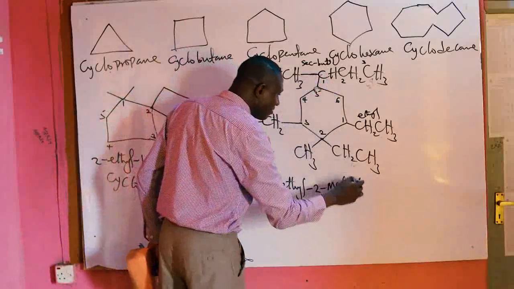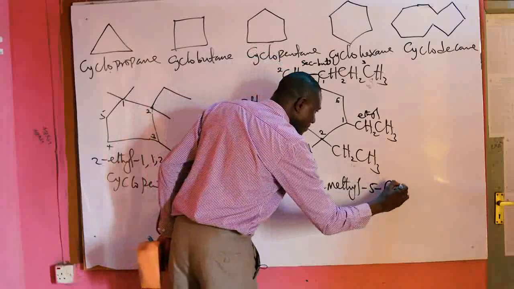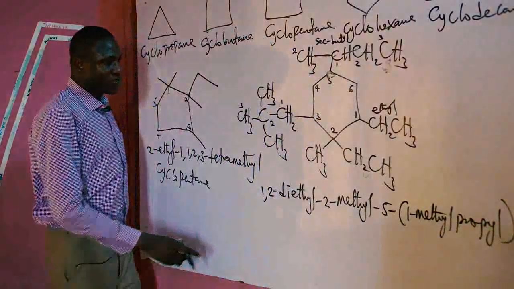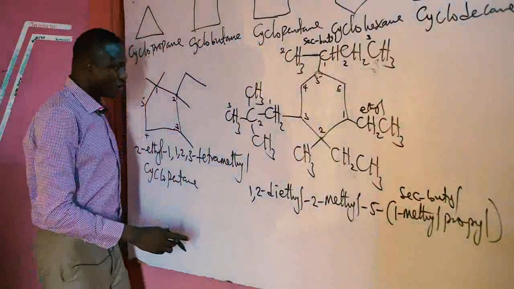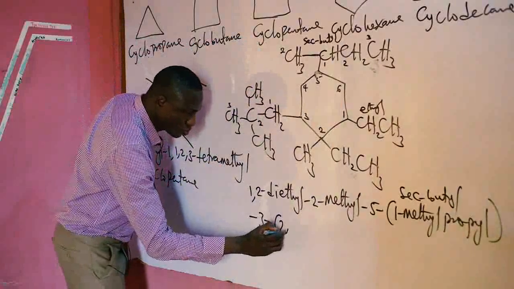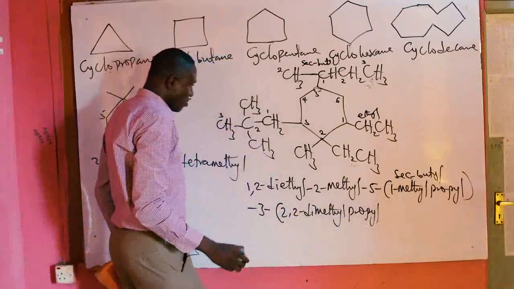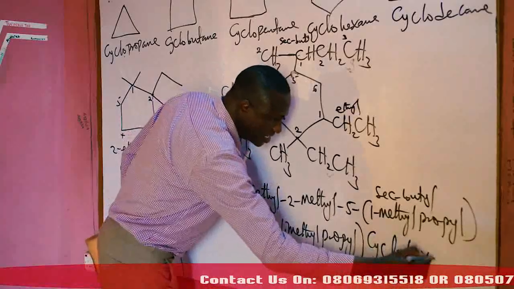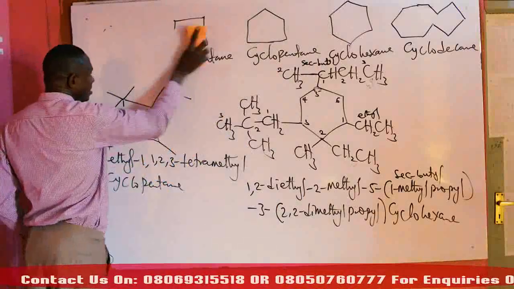Okay, then here we have 5. Then 1 methyl propyl. Okay, don't forget you can also name this, instead of 1 methyl propyl, a sec-butyl is allowed. Okay, on carbon 3, we have 3, then we have 2 dimethyl propyl. Okay, propyl what? Cyclohexane. That's the name of the compound. Cyclohexane. Let's look at other examples.